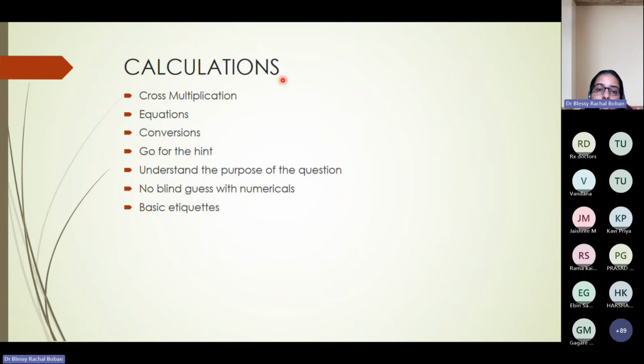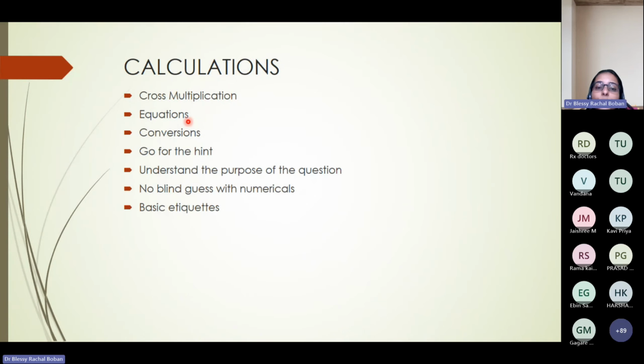And coming to calculations, the basic thing you have to go with. Many candidates are telling they are not good with the basics of calculations. That's fine, but you must be good with cross multiplication. The basic thing you have to know is cross multiplication.